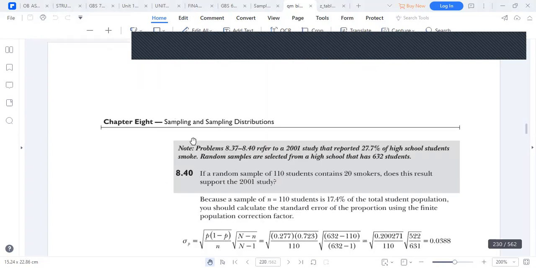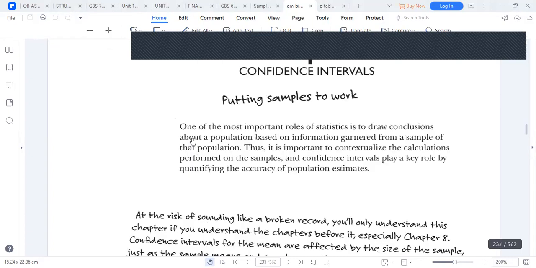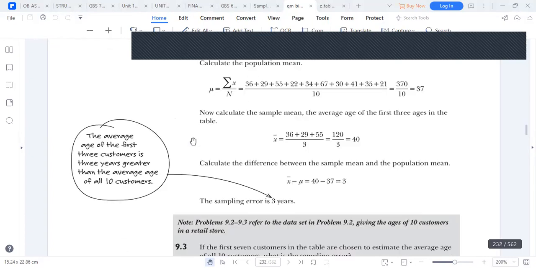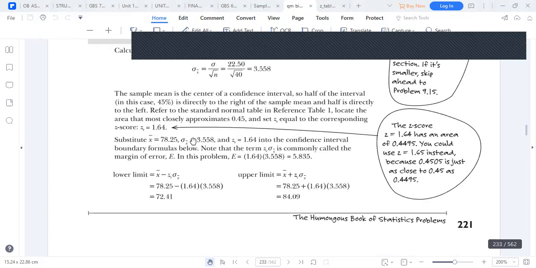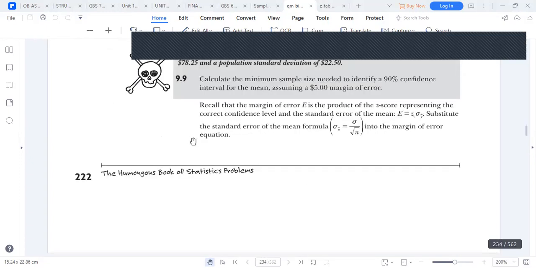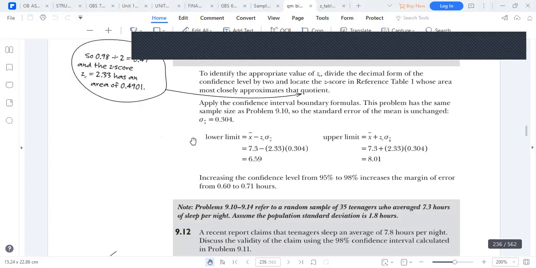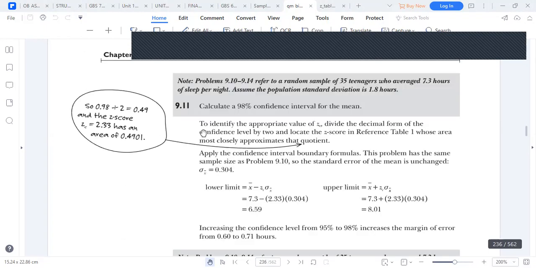So this is where school begins, because these are questions that will require you to now think and apply everything that we've been learning. So a question will come like this. A sample of 35 teenagers.